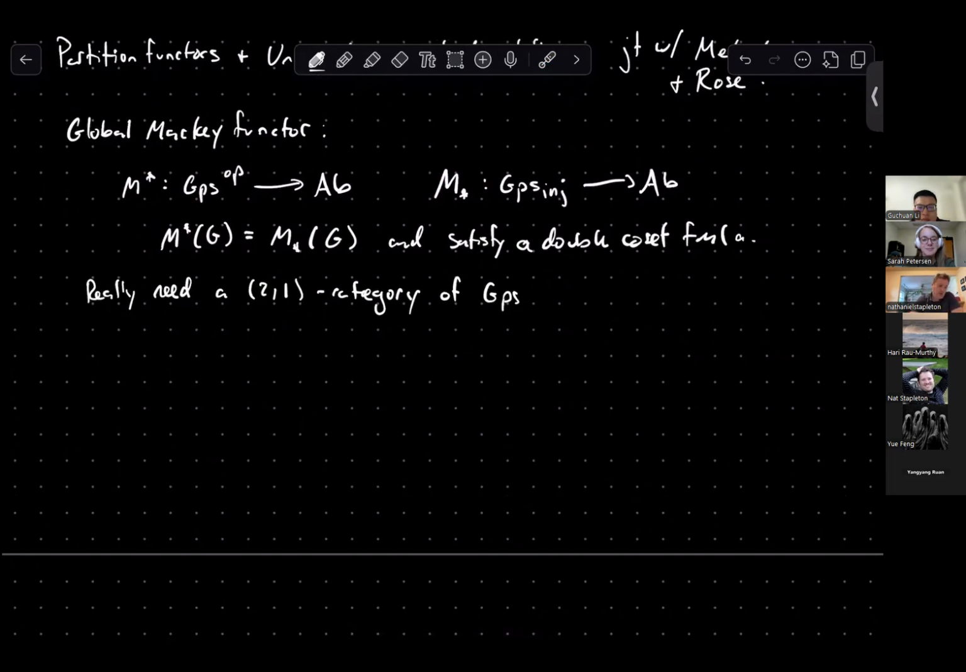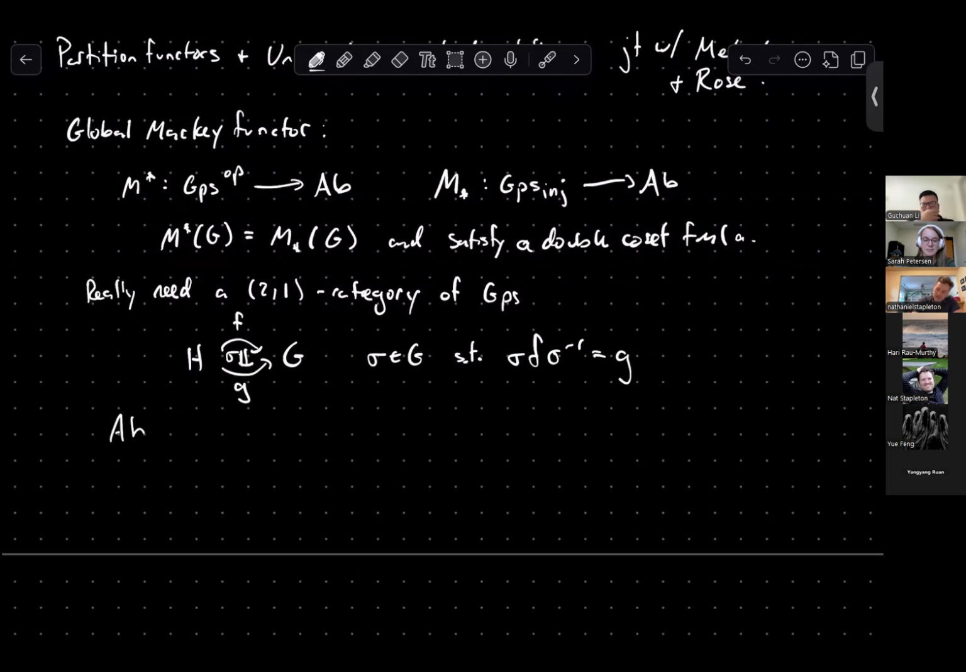And what is this 2-1 category of groups? Well, it's group homomorphisms, but the 2-isomorphisms are given by conjugation by elements in the target. So if I have a pair of maps from H to G, then a 2-isomorphism between them is a sigma in G such that sigma f sigma inverse is g. Maybe the conjugation should be the other direction. Whatever makes things work out.